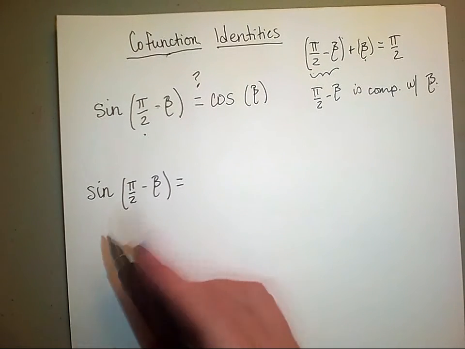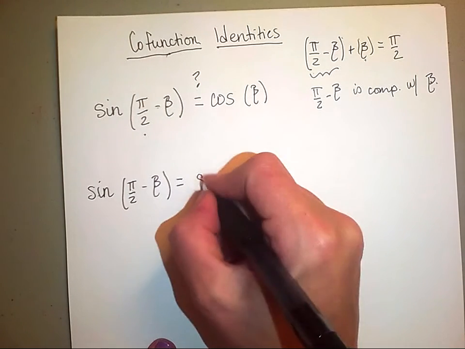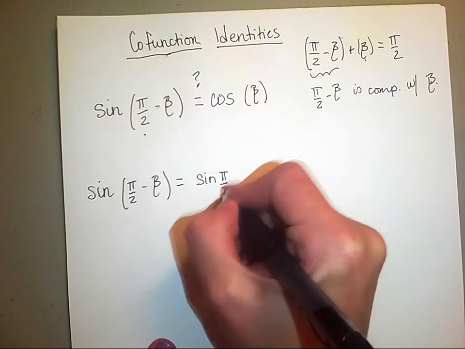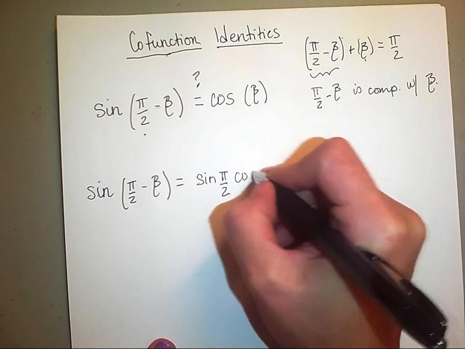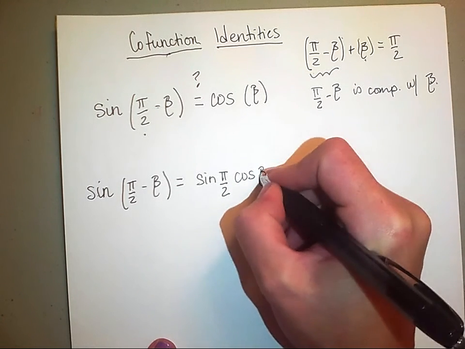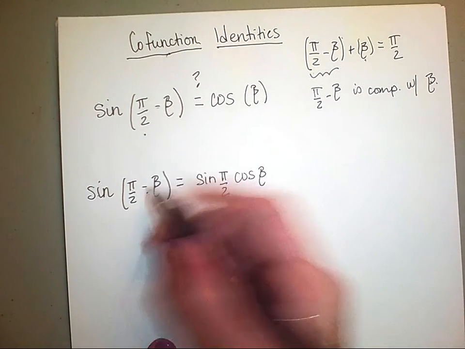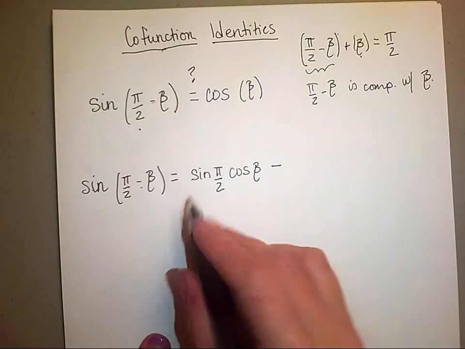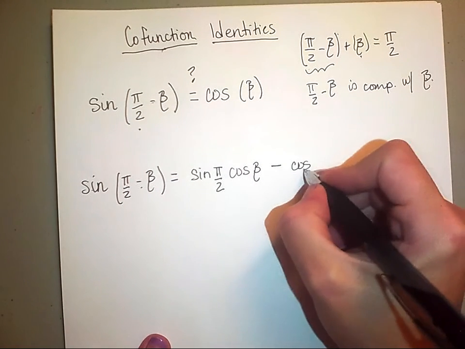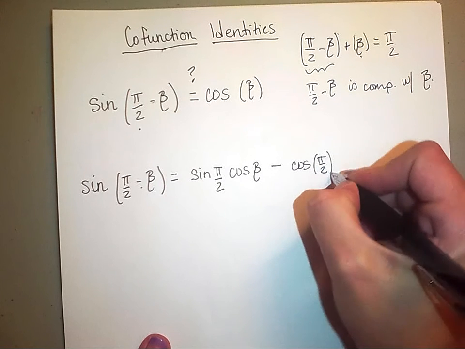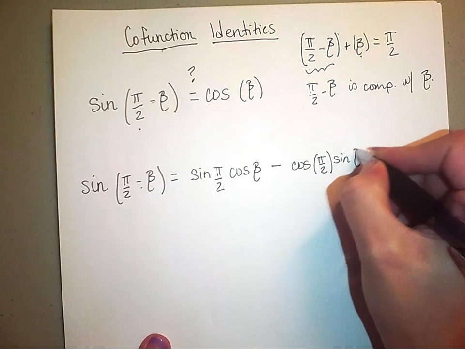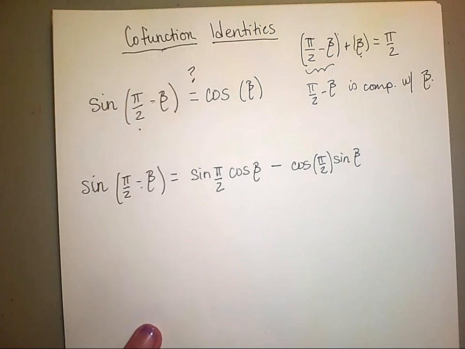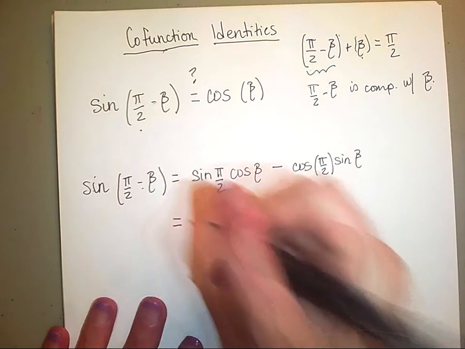Let's expand this using the difference formula. So we'll take the sine of the first angle, which is pi over 2, times the cosine of the second angle, which is beta. Since we're in the sine, we'll take the same sign. And then the cofunctions: the cosine of pi over 2 times the sine of beta. Alright, so that was just expanding it.